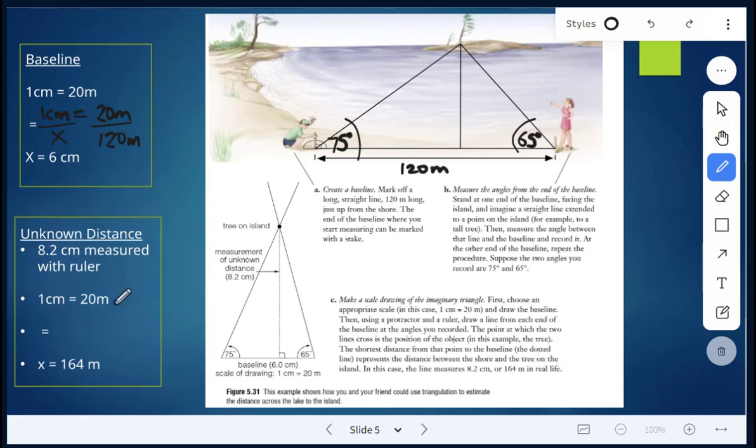So using our same scale, that 1 centimeter is equal to 20 meters, we're going to set up our scale. So again, 1 centimeter is equal to 20 meters. When we measured this with a ruler, we got 8.2 centimeters. So what is the actual distance? All right, so again, cross multiplication, 8.2 times 20 divided by 1 gives 164 meters. So that means the actual distance from the baseline to that tree is 164 meters.